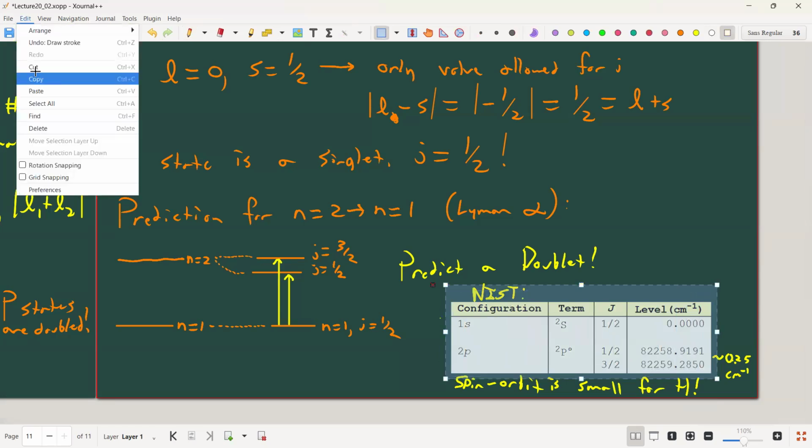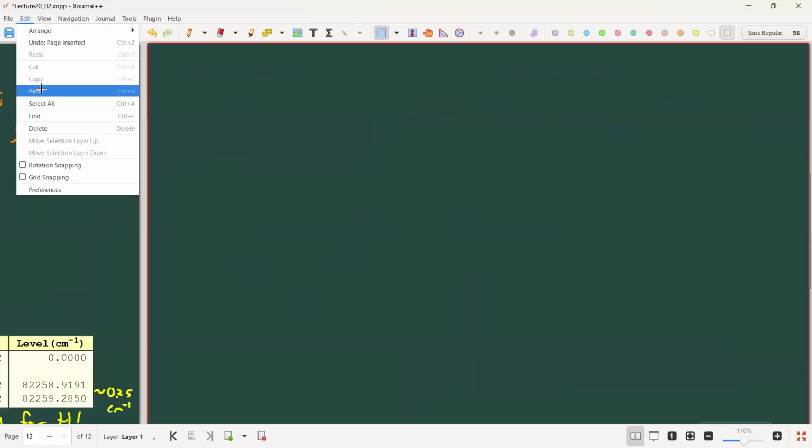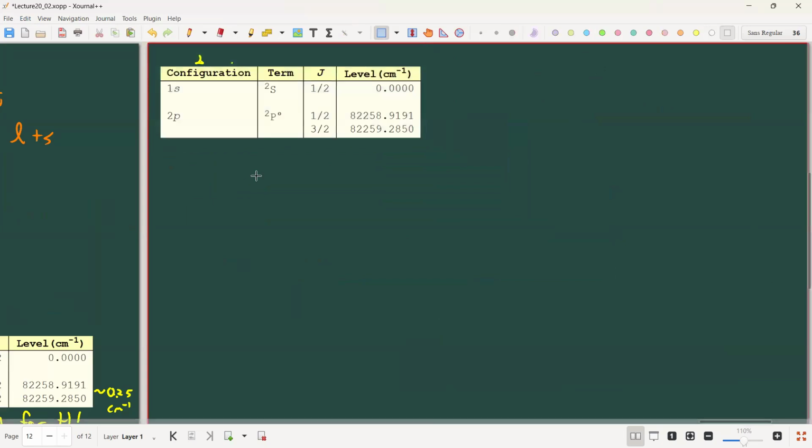Go ahead and copy this over. Hopefully it will copy. Yep. Okay. All right, so let's say there's some delta E between these two, between the 3/2 and the 1/2 state. Where does that splitting come from?